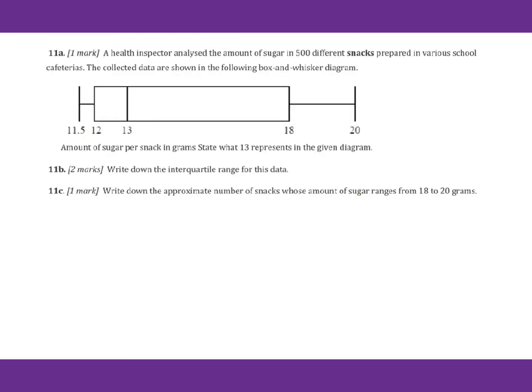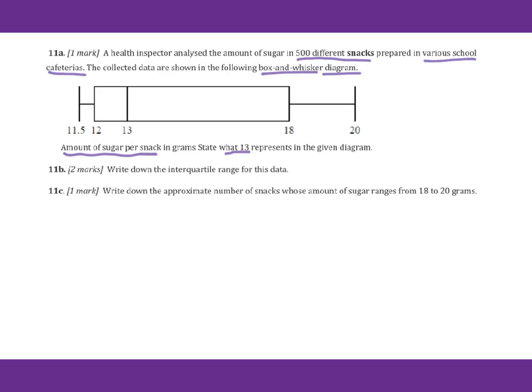Let's go to 11A. A health inspector analyzed the amount of sugar in 500 different snacks prepared in various school cafeterias. The collected data are shown in the following box and whisker diagram. Amount of sugar per snack in grams. State what 13 represents in the given diagram.